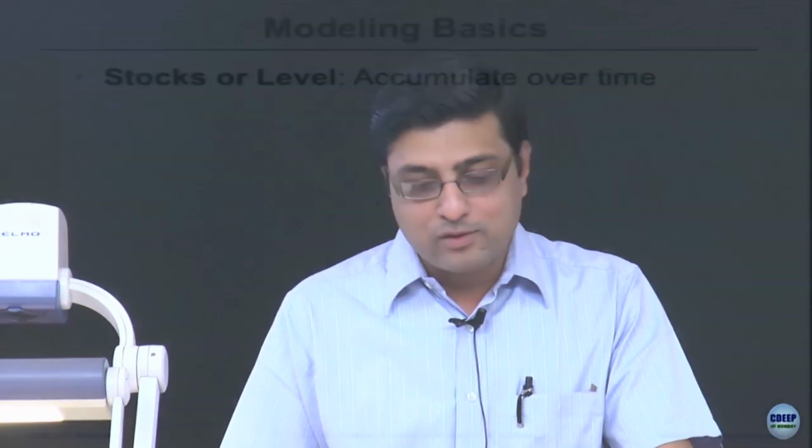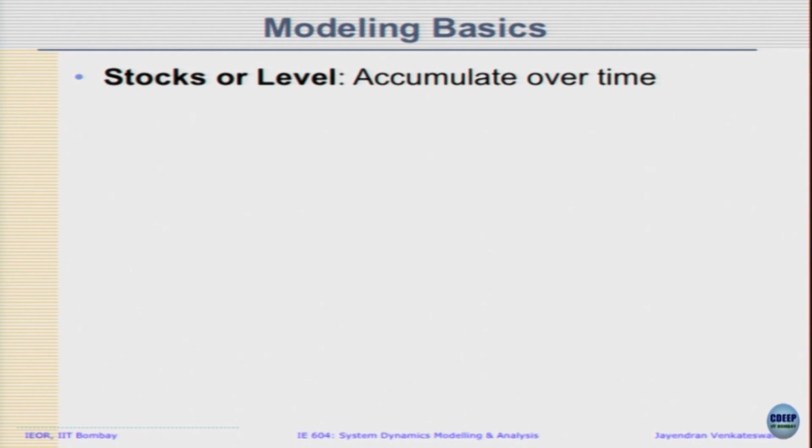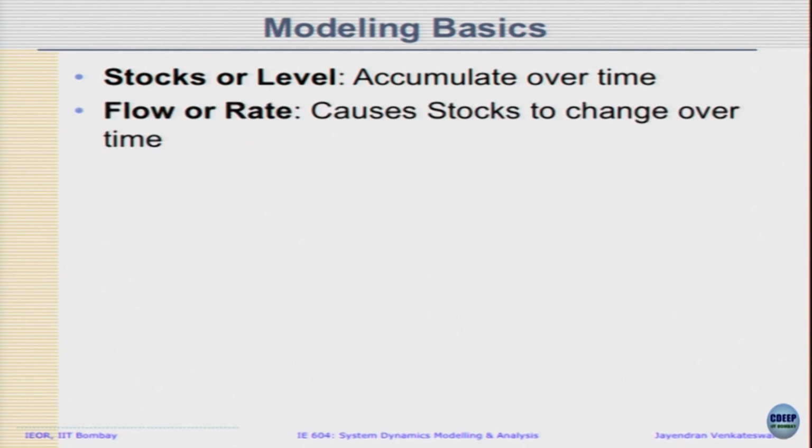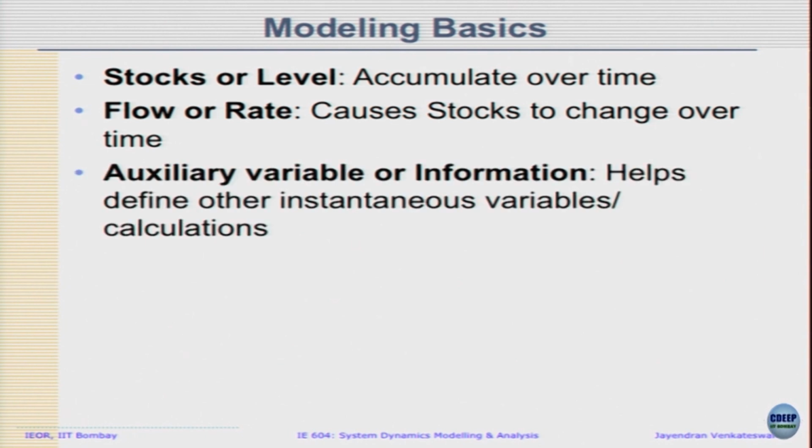Essentially, all system dynamics models consist of exactly 3 elements. One is a stock or level, which accumulates over time. Second is a flow or a rate, which causes stocks to change over time. So, we have stocks, we have flows, and then we have auxiliary variables, information which helps define other instantaneous variables or calculations.